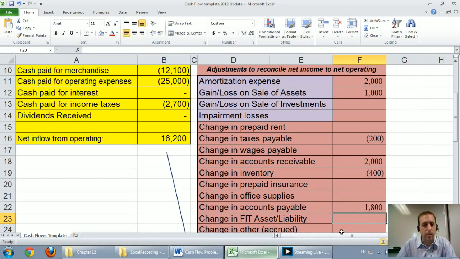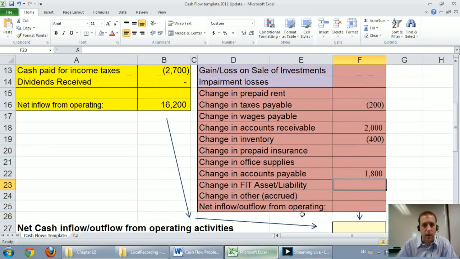FIT, asset liability, we're not going to worry about it. FIT stands for future income taxes. Our American cousins will call that deferred income taxes. But just know that if it changes, it could affect our cash flow statement. And in terms of other, there is no other in this problem. But that's just a catch-all in case there was some other accrued liability that I missed.